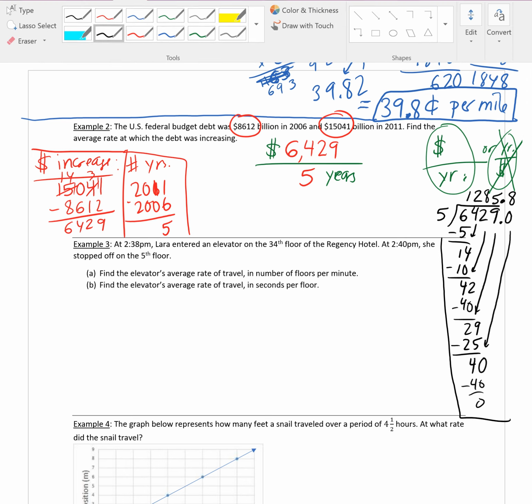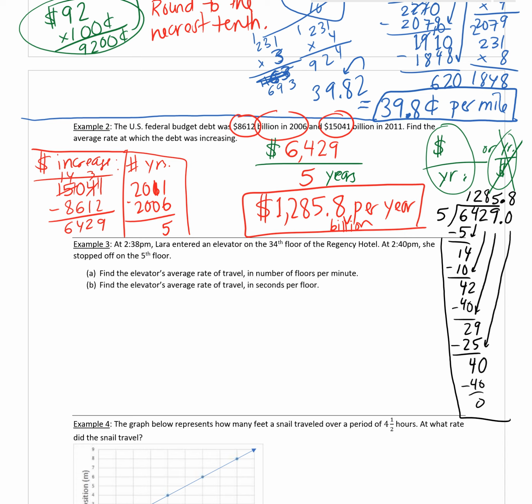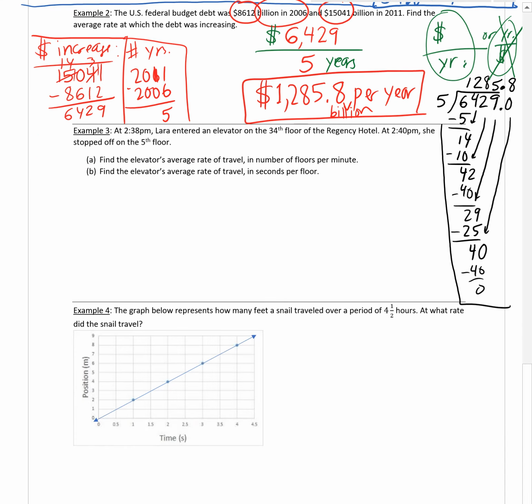It looks like this guy we can write as one nice decimal number. That's, what is it? $1,285.8 per year. That's quite a bit, huh? Oh, I said dollars, but notice they said in billions of dollars. I should say billions per year. Oh my gosh, that's a lot of money. Try not to get too depressed reading this problem, huh? But, so $1,285.8 billion per year is how much it increased between 2006 and 2011.